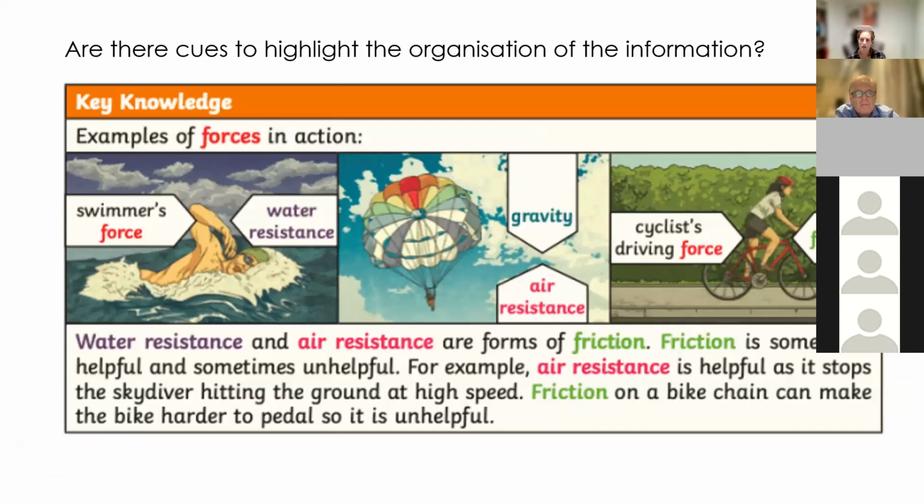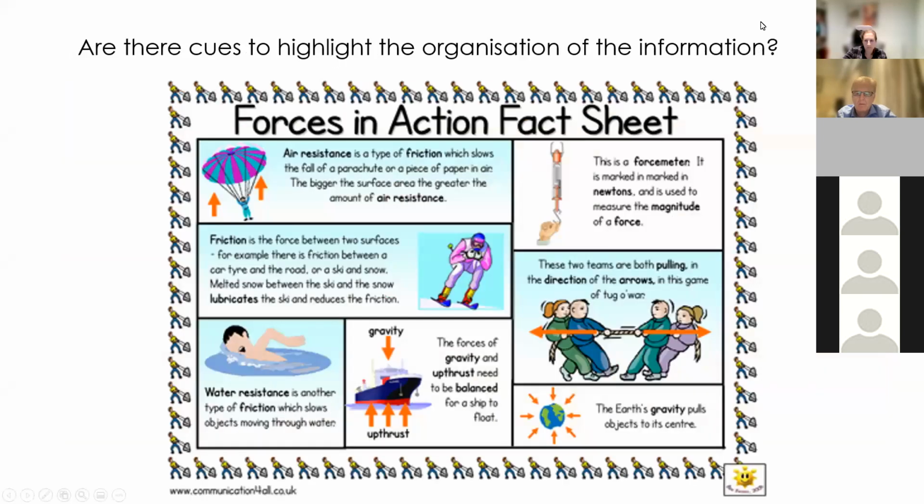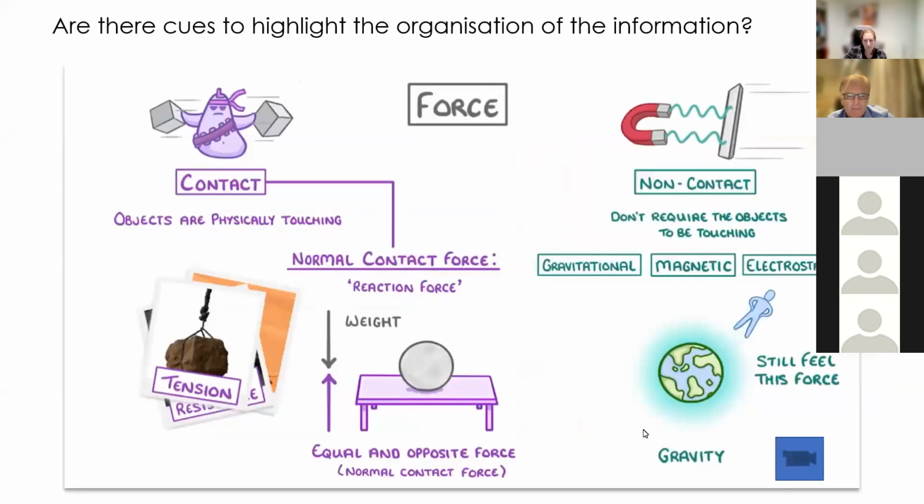So I'm going to show you 3 different examples here, and in a minute, I'm going to ask you which one you think followed this principle the best. So we're thinking about, are there cues to highlight the organisation of the information? So here's A. Have a look at A and see what you think using that principle. Okay, and there's B. And C is a video, so hopefully you'll be able to see it.